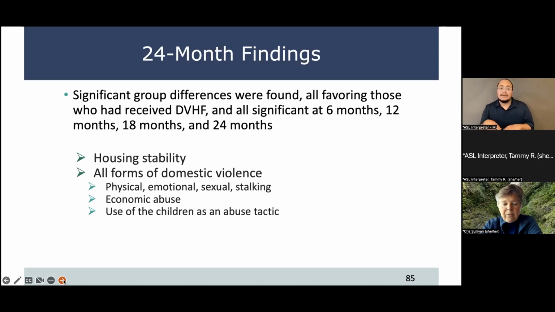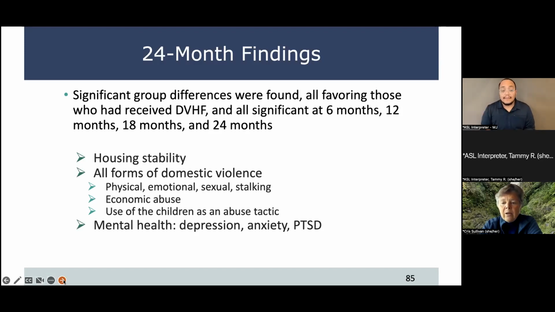They had less domestic violence, and that included physical, emotional, sexual, and stalking, as well as we measured economic abuse and the use of the children as an abuse tactic. All of those were lower for people who received the DV Housing First model. Mental health also improved. So we saw depression, anxiety, and PTSD all go down at higher rates for those who received DVHF. And children's pro-social behaviors went up. Those are behaviors that kids have about likability, ability to get along with other people.